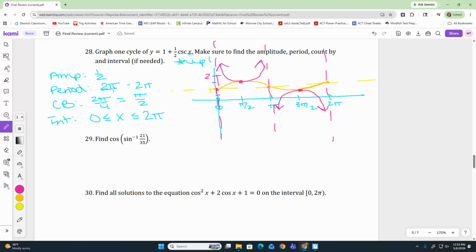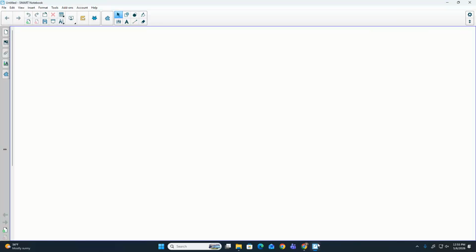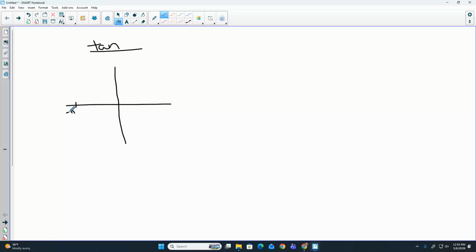So remember, okay. Tangent and cotangent are very similar. Tangent, we go from negative pi over 2 to positive pi over 2. So that one had the weird interval. Asymptotes at the end. And then it was increasing. So it looks like this.